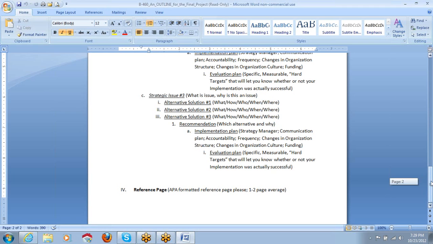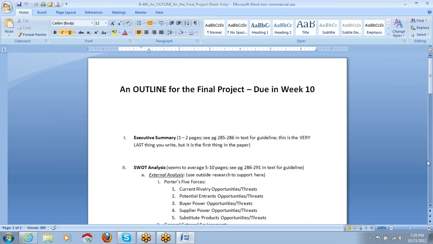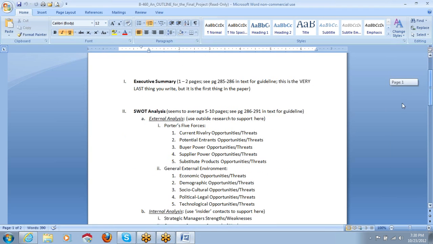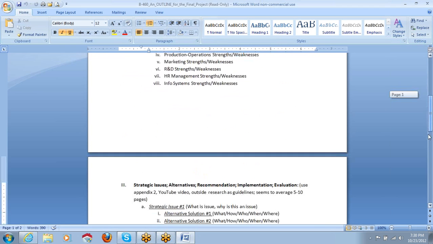Let me answer the one question then that I get all the time. How long is this paper supposed to be? Gosh. And the answer to that is I've seen these come in at 50 pages. I've seen people do a really good job in 10 pages. You know, I guess at a minimum, if your executive summary is 1 page, your SWOT is 5, that puts me up to 6.